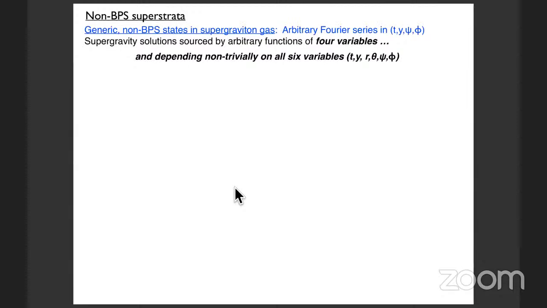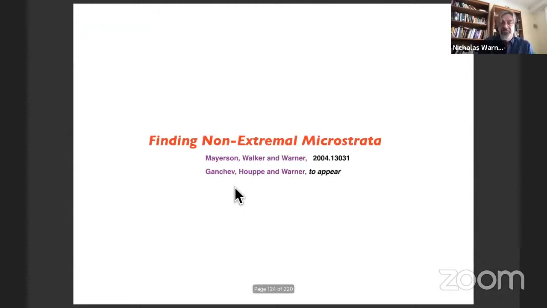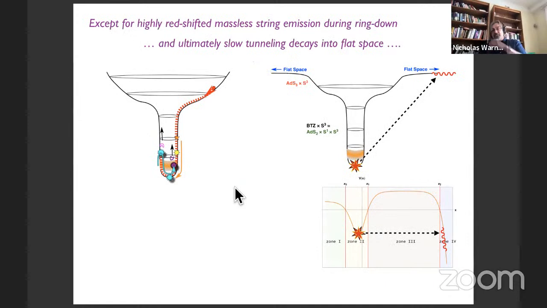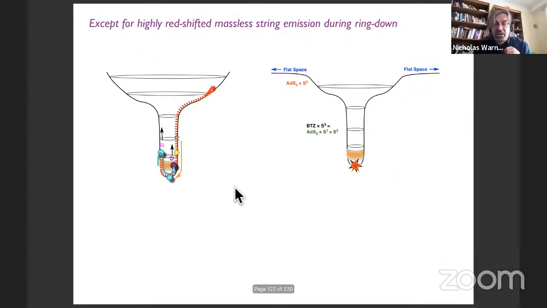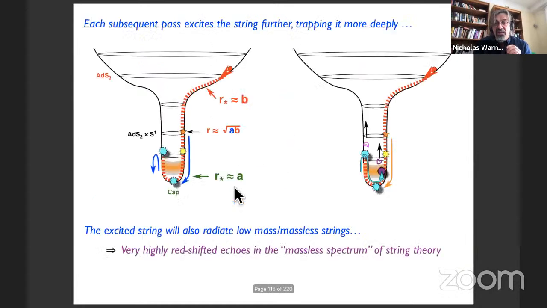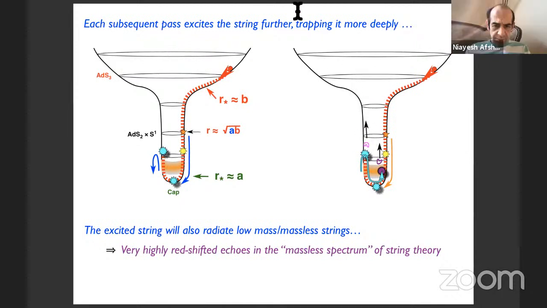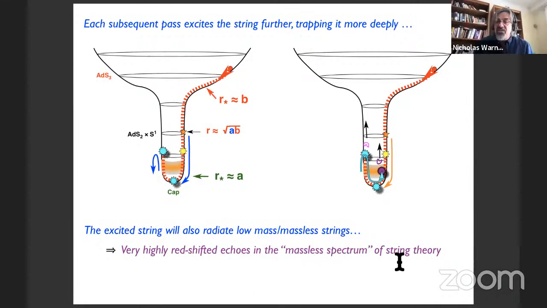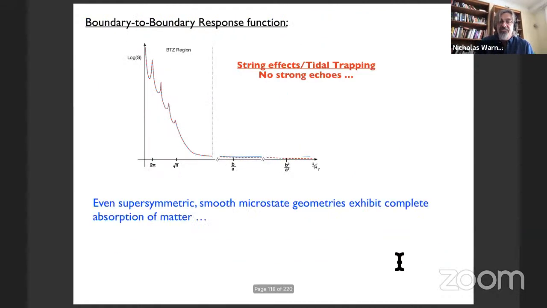Sorry, can I ask you something before you go on? Sure. So your conclusion right now is that for zero temperature quantum black holes, basically there are no echoes. No echoes, well, very, very weak ones, because to get the echoes, this excited string has to chuck off a quanta, and it has to have enough energy, and it has to be high enough up that it gets out. So if there are any echoes, it'll be in the massive spectrum of string theory, and it will be very, very weak and highly redshifted.